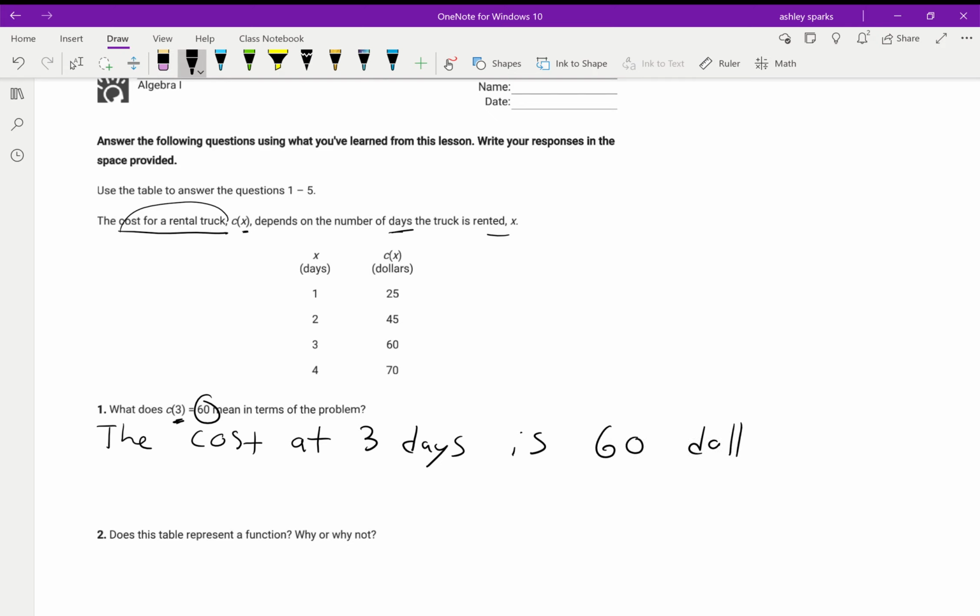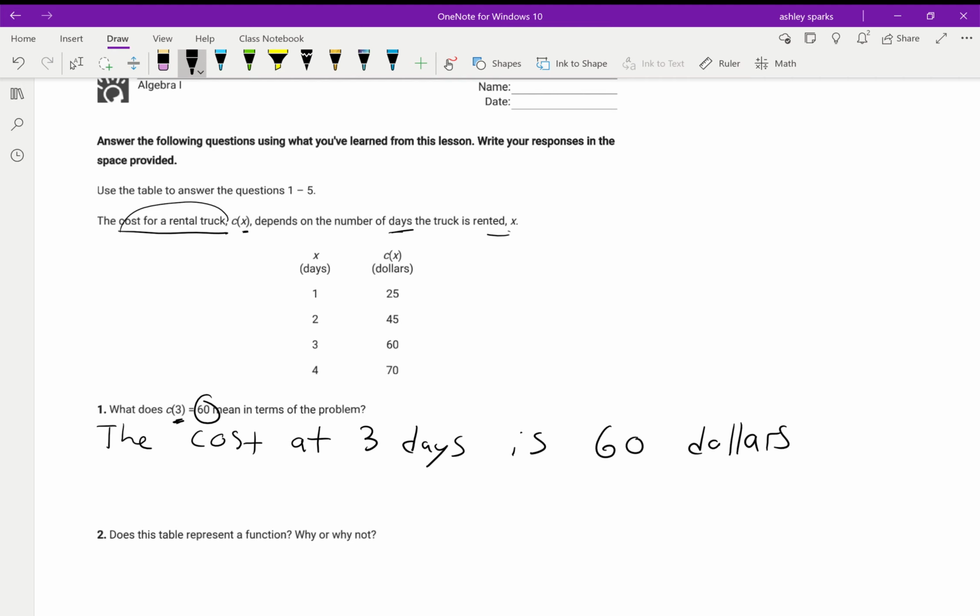So don't overthink these, like if they want you to write it in a sentence or what does this function mean. What's first? Cost is first. What's on the inside? Well, that's days. How many days? 3. And then how much the final product is.